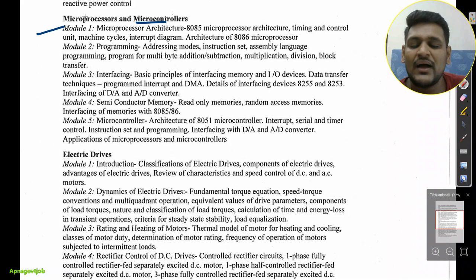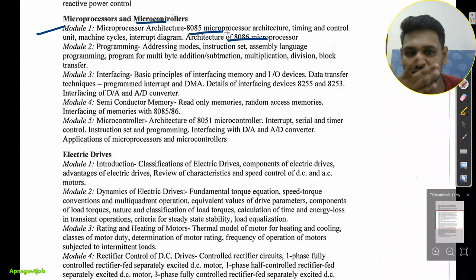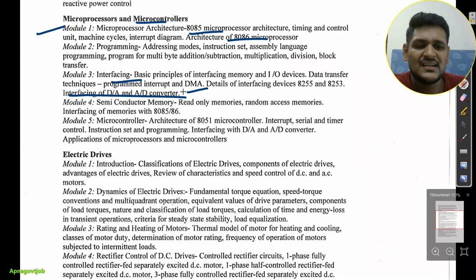And the weightage of microprocessor is also increasing day by day in the technical exams. That's why it is most important for EC, and electrical, and for computer science also, right? Then your architecture is there, 8085, 8086 basics, programming, very much important. One program they can ask you, so just go through that. Interfacing is there, then your DMA is there. Interfacing of D2 ADT, leave it. Then details of interfacing device, leave it. Semiconductor device, read only, random access, interfacing memory, 8085. Basic idea about this you can do, right?